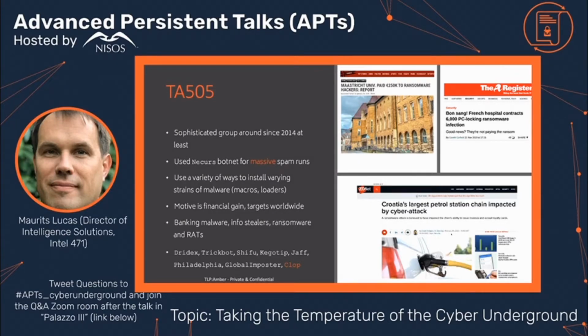And interestingly enough, I know there's one talk today where they seem to be using some innovative new ways of getting malware onto machines. However, when they were still using spam messages, they had a variety of ways to get the malware on the machine. Word documents or Office documents with macros in them, loaders, all kinds of small pieces of code that will reach out and download malware. Their main motivation is very simple. It's financial gain.